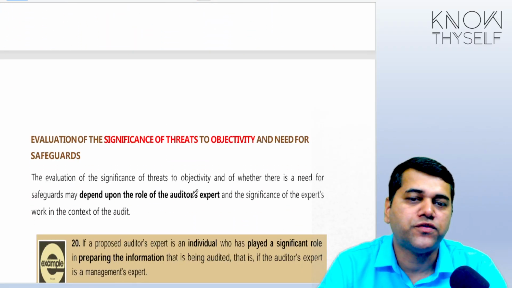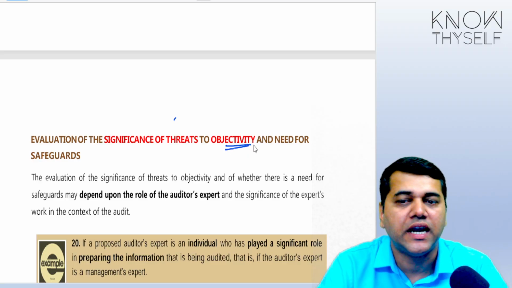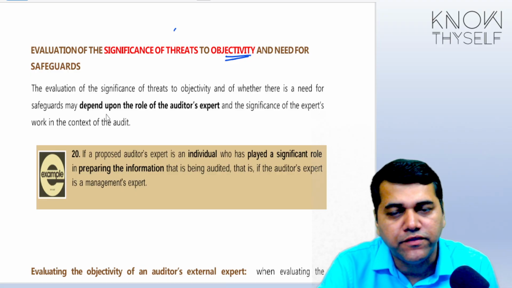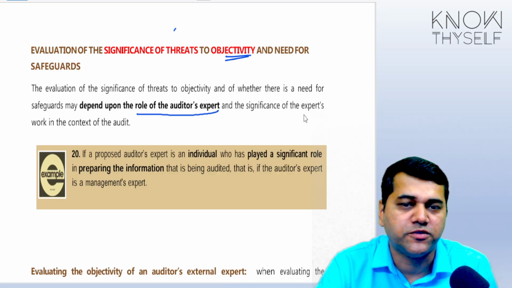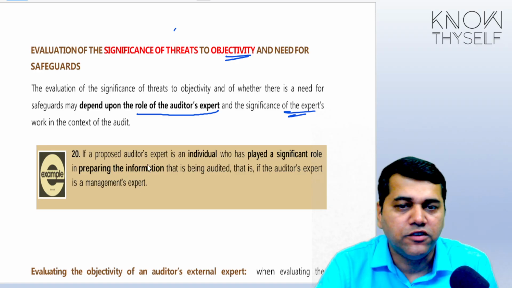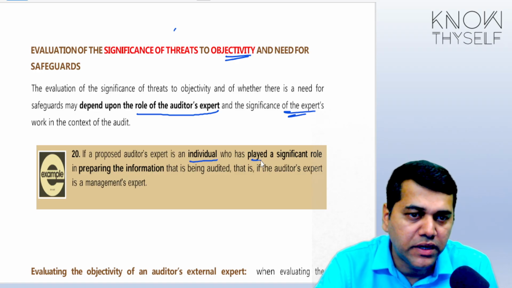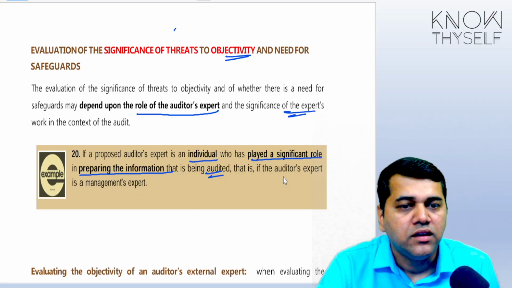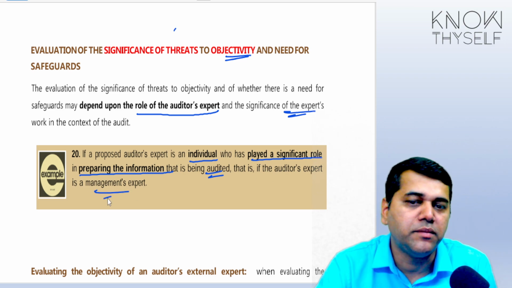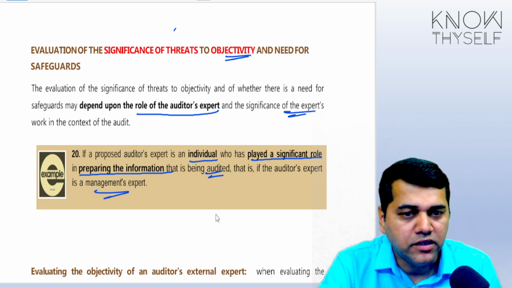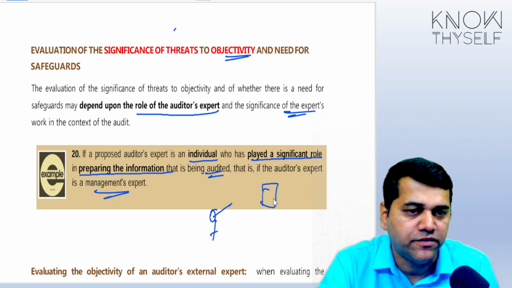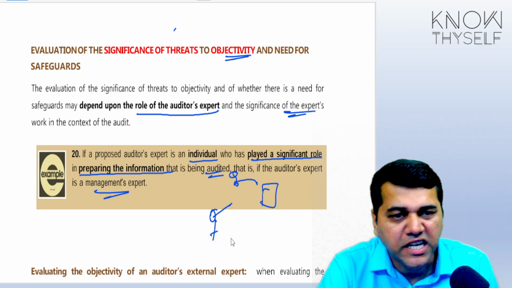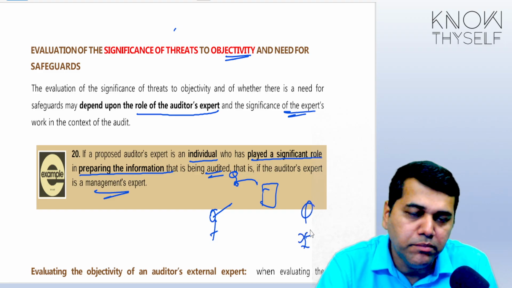Now, evaluation of significant threats to objectivity and the need for safeguards. Whether there is a need for safeguards depends upon the role of the auditor's expert and the significance of their work. If the proposed auditor's expert is an individual who has played a significant role in the preparation of the information that is being audited, then that is the management's expert. I already told you, like your client has purchased a photograph on the advice of one person. Now he has become like a management expert. Now, can you hire him as an auditor's expert?